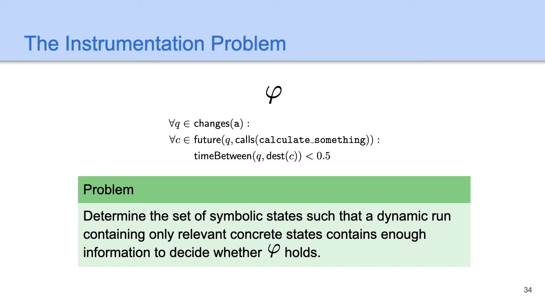For example, in the case of the CFTL formula on this slide, we have first of all that we want to capture concrete states which change the variable a, and then we also know that we want to capture transitions that were calls of the function calculate something. Now, by looking at this formula, we know that these are the only two variables or functions that we care about, so anything that doesn't involve these we don't have to instrument.